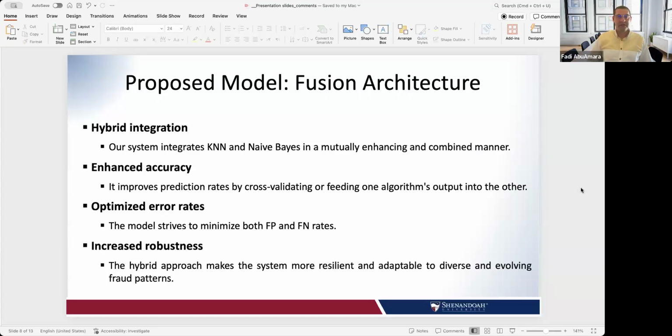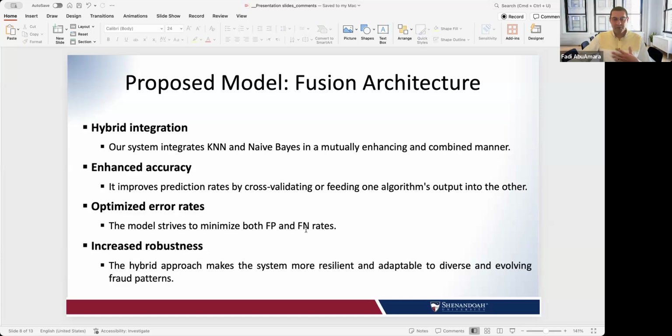Let me now explore the proposed model. First, the hybrid integration. Our system integrates KNN and naive Bayes in a mutually enhancing and combined manner. What does this mean? The integration method leverages the individual strengths of each algorithm to compensate for their respective weaknesses, which means this should enhance the accuracy. This unique combination is designed to significantly boost the overall accuracy of the fraud detection.